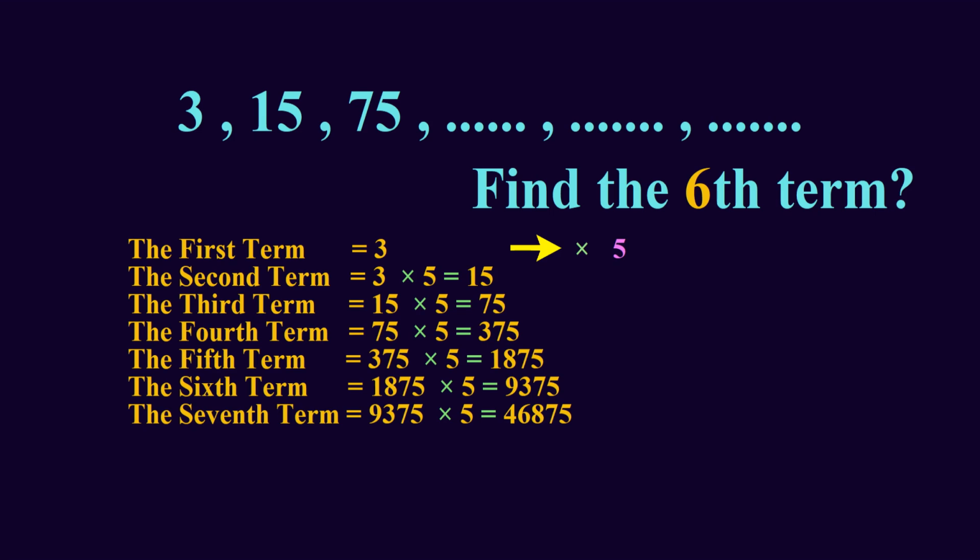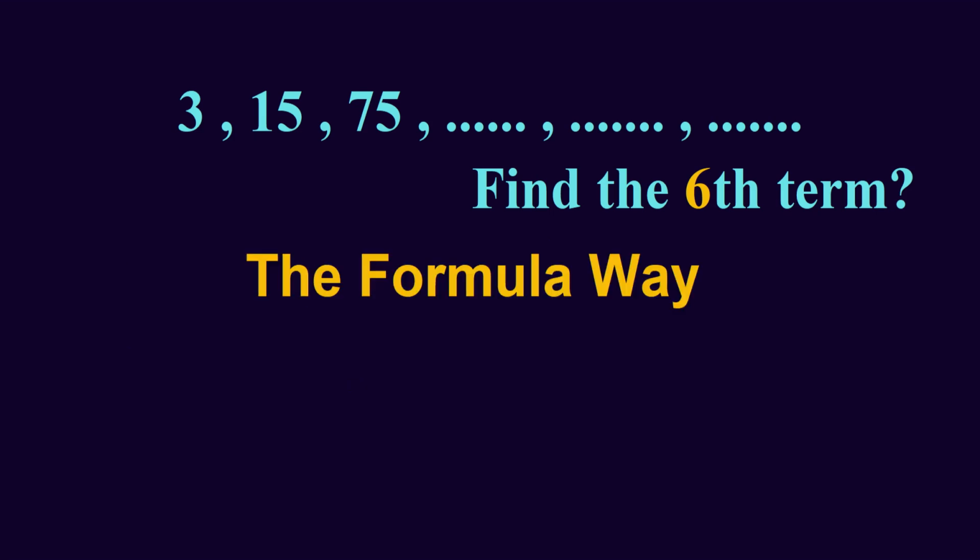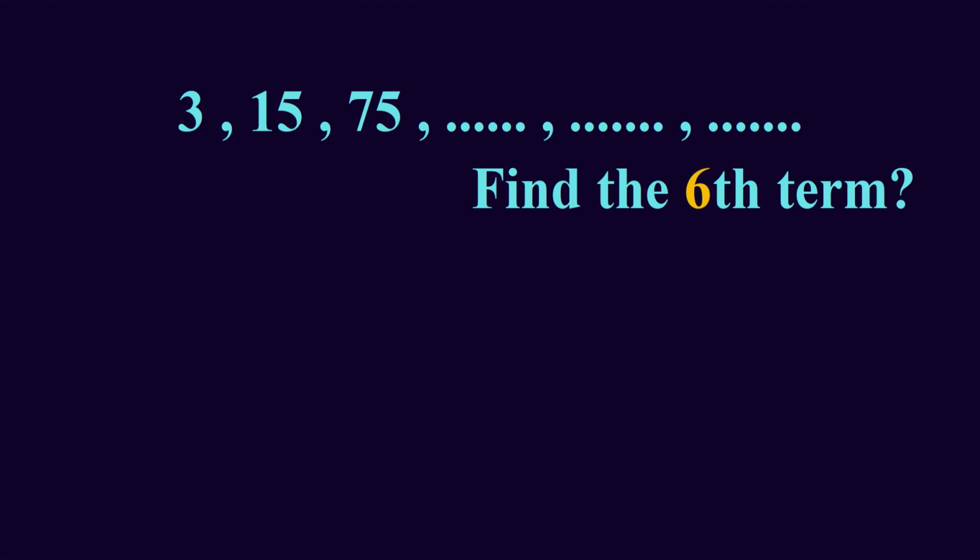46,875. And for our problem, we want to get the sixth term, which equals 9375. And this is the solution by using the manual method. Let's solve the problem by using the second method, which is called the formula way.